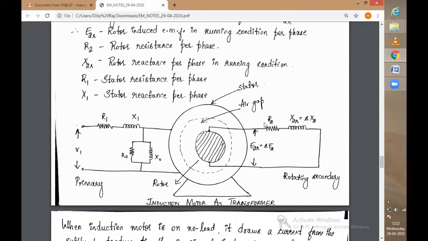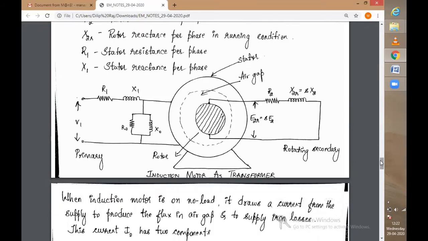Let us consider the three-phase induction motor, and the equivalent circuit representation is akin to a transformer. So V1 is the primary voltage or the stator voltage, R1, X1 being the primary resistance and reactance, or the stator resistance and reactance. Even under no load condition, both transformer and induction motor draw certain current. So that current is represented here, which is drawn, that is I naught, which is represented as R naught and X naught. Coming to secondary, we have R2 and X2R, which is the resistance and reactance in the running condition of rotor, which is regarded as secondary.